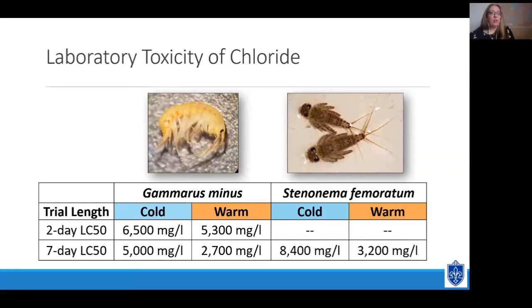So after 7 days, both species did exhibit a significantly greater tolerance of chloride in the cold temperature when compared to the warm temperature. The LC50s in the warm temperatures are in line with what tends to be found in the literature for these genera.